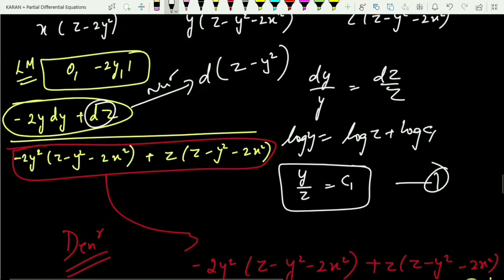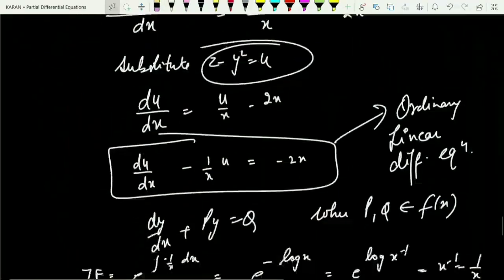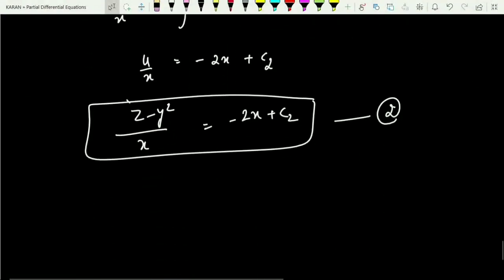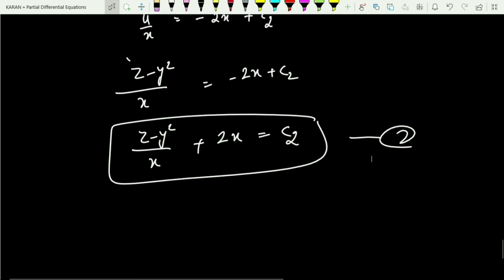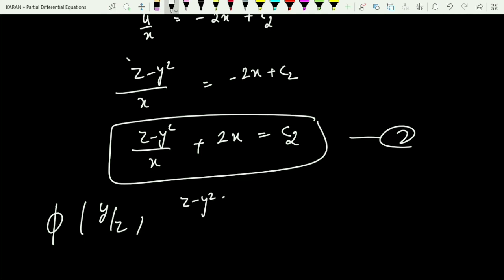And the final solution can be given up. But before that, let us bring the constant on one side and all other terms on the other side so that we can easily club the terms. We will do z minus y square divided by x plus 2x equals c2. Now mark this as equation number 2, and the final solution can be written as phi of y by z comma z minus y square. Now this is totally your choice whether you want to solve it out and write all the terms, or you just want to write the solution as it is. So this is plus 2x square divided by x. That is also one of the ways you can always write down the solution, right? So this is equal to 0, where phi is any arbitrary function.